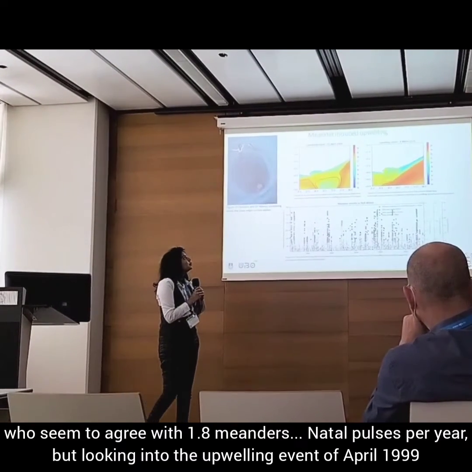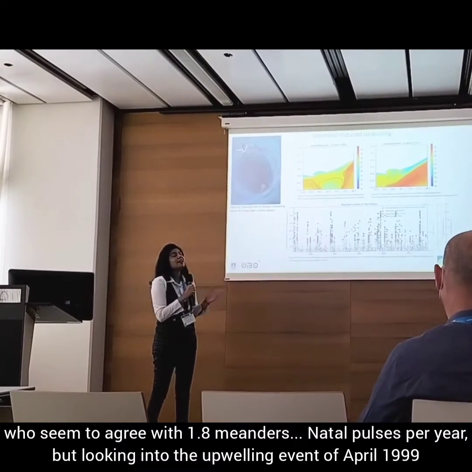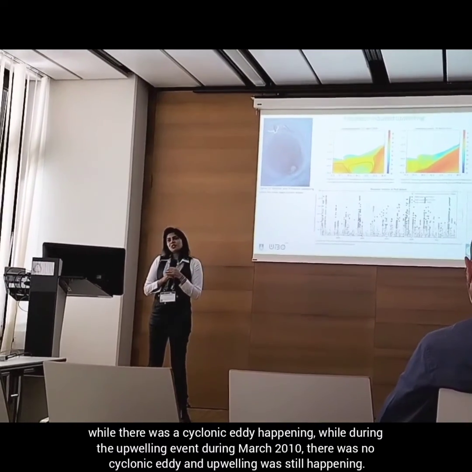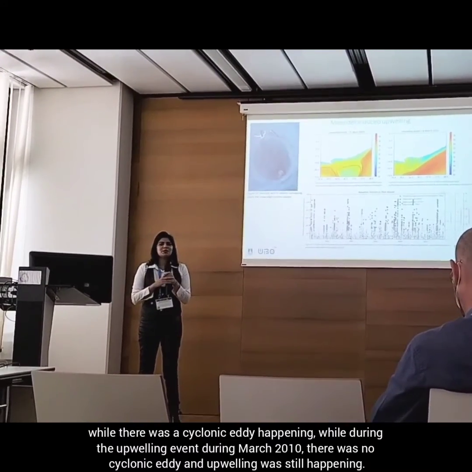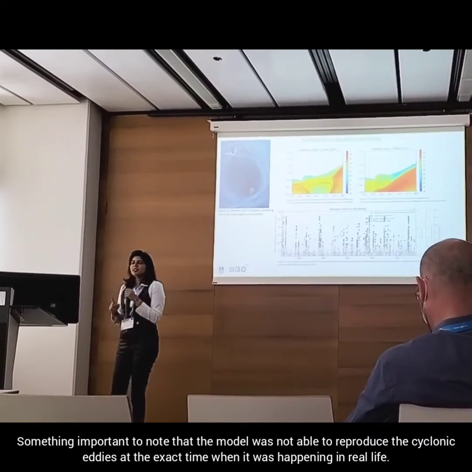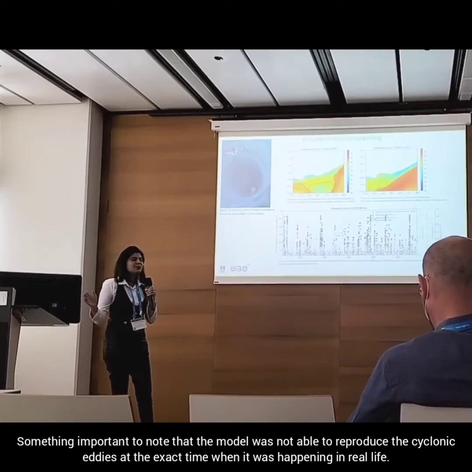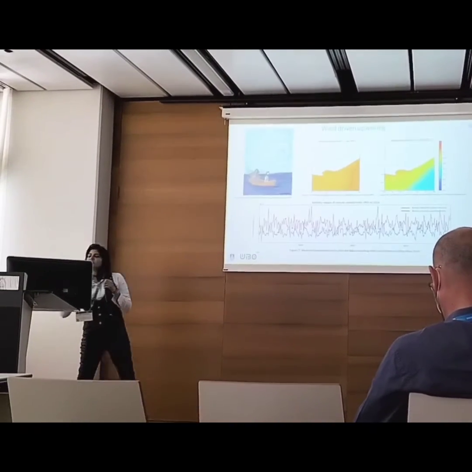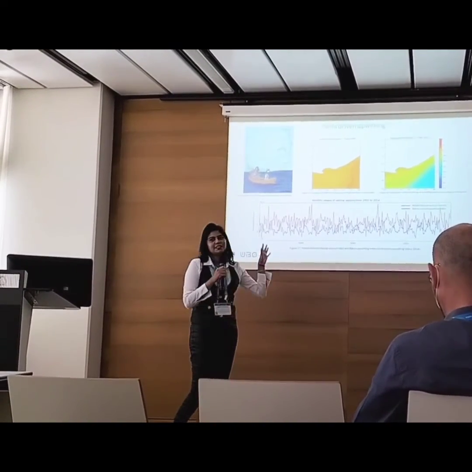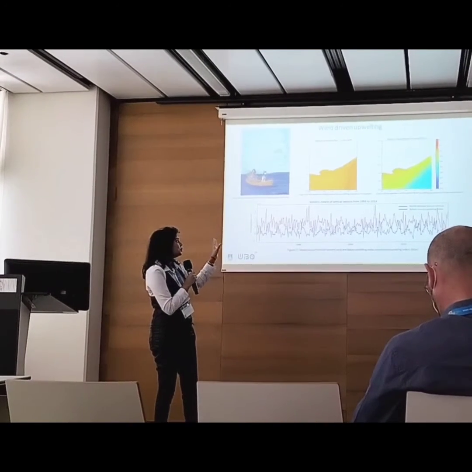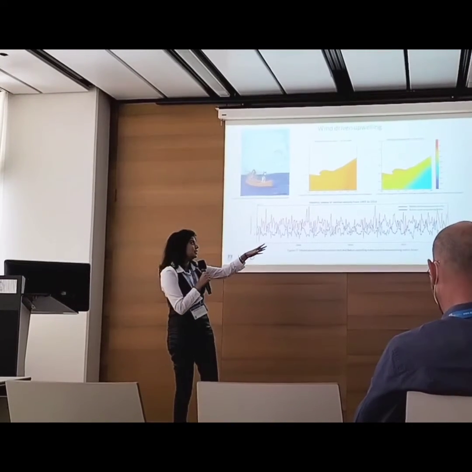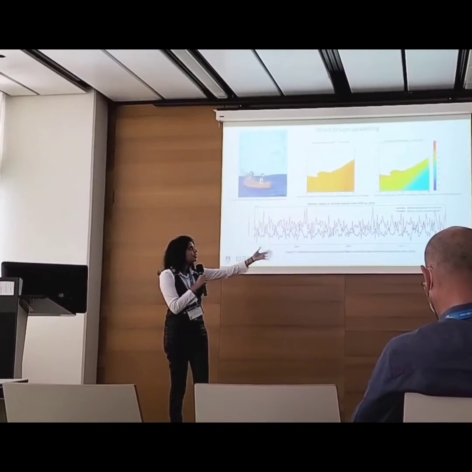But looking into the upwelling events, for April 99, while there was a cyclonic eddy happening, during the event in March 2010, there was no cyclonic eddy, and upwelling was still happening. Something important to note is that the model was not able to reproduce the cyclonic eddies at the exact time when they were happening in real life. We also decided to look at the along-shore wind stress, and in this first case, April 99, downwelling was supposed to happen because of the positive along-shore wind stress, while on the other one, it's negative wind stress in the southern hemisphere, leading to upwelling.